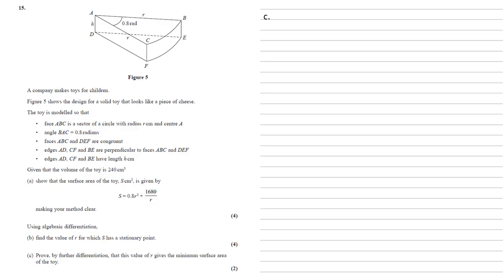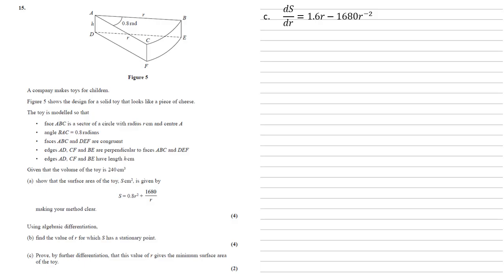For part C, we need to prove by further differentiation that this value of r gives the minimum surface area of the toy. So there's two clues what we need to do here. Firstly, if we want the minimum, we need to differentiate again, but we're also told by further differentiation. So we know that we're going to take our ds by dr that we've just calculated, we're going to differentiate again to get d2s by dr squared.